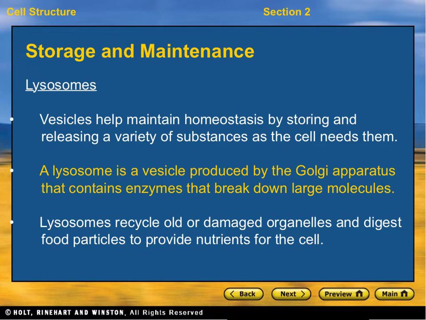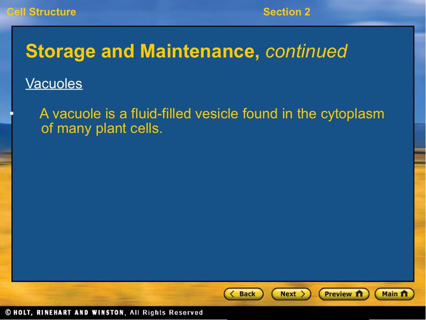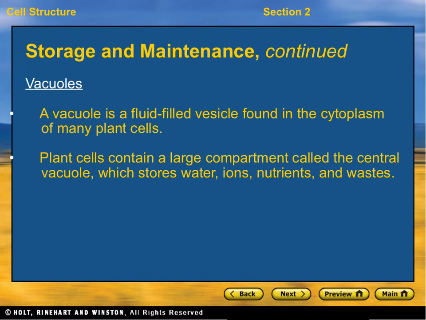Okay, we also have an organelle called a vacuole. A vacuole is a fluid-filled vesicle found in the cytoplasm of many plant cells, okay? Again, this is specific to plant cells only, not animal cells. Plant cells are going to contain a large compartment called the central vacuole, and it's here that the water, ions, nutrients, and waste is going to be stored.